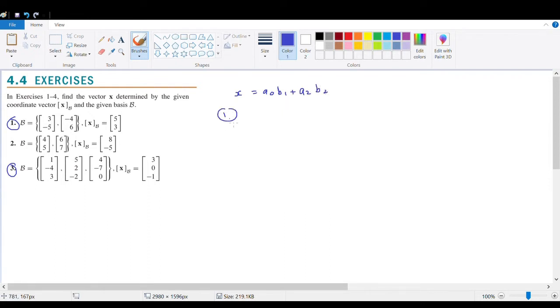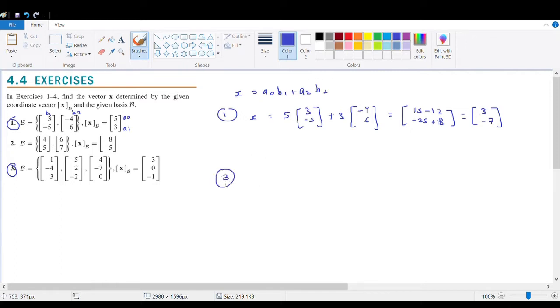Now for 1 we have this is our a1, this is our a2, this is our b1, this is our b2. So x will be equal to 5 multiplied by (3, -5) plus 3 multiplied by (-4, 6). So this will give us 15 minus 12, then minus 25 plus 18. So 15 minus 12 is 3, minus 25 plus 18 is minus 7. So x is equal to (3, -7).